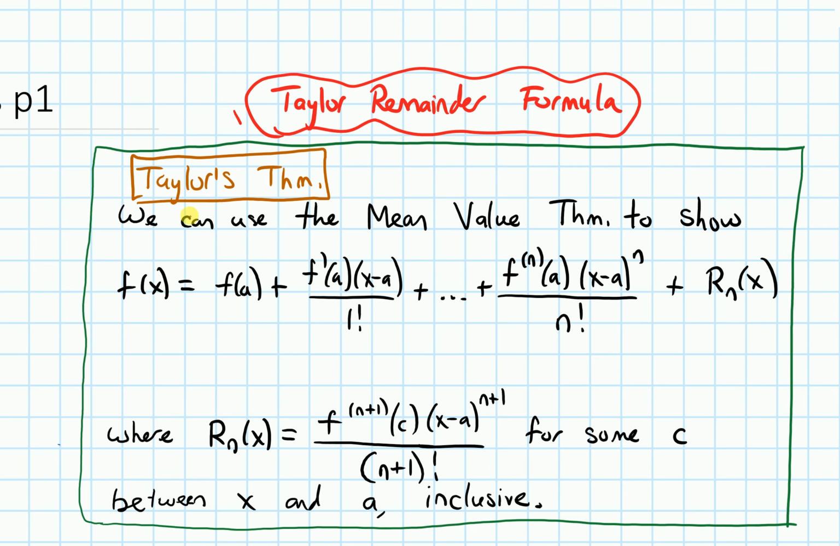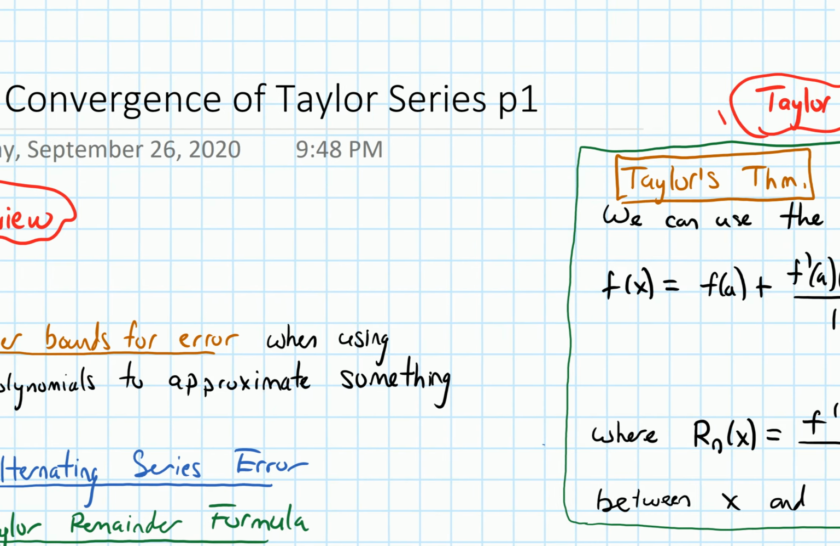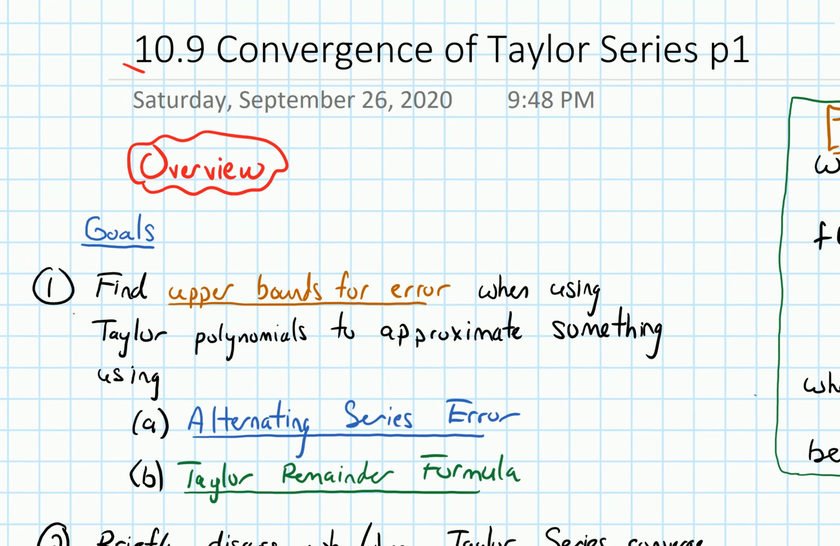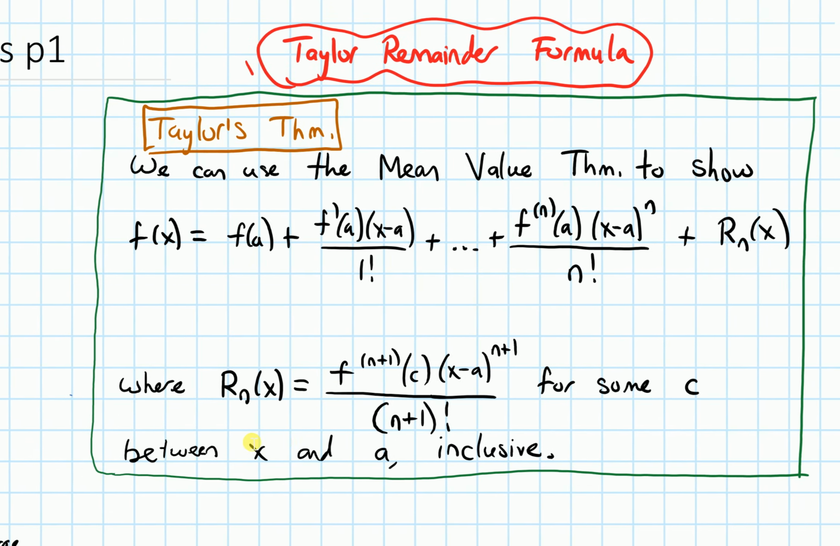Before I get into what that is, I forgot to mention at the end of the last video, when we were talking about alternating series error, that we were done and we had checked off one of our learning goals, which was how we find an upper bound for error using alternating series error. Sometimes at the end of videos I forget to do this. I'll do my best to remember to go here and check these off. So let's get into the Taylor remainder formula now.